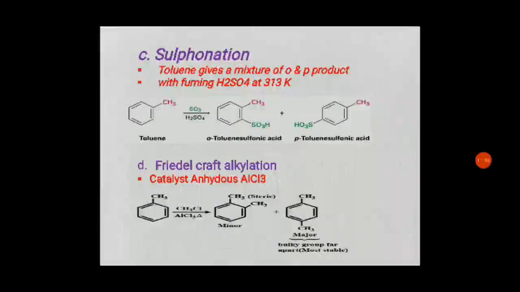Friedel-Crafts alkylation. We have seen earlier, what is Friedel-Crafts alkylation? It is the reaction of an aromatic ring with an alkyl halide so that the alkyl group is attached on the benzene ring. The reaction is always carried out in the presence of anhydrous AlCl3. Here we have taken the alkyl halide as CH3Cl. Therefore this alkyl group is CH3. So there is an ortho product and a para product. Now here the ortho product is obtained in a minor amount due to steric hindrance.